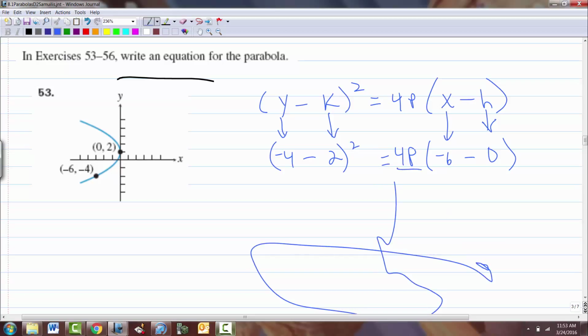You find P, then you plug it back in, and then you plug K and H back in, and you find P. But you leave these because you know what these represent? All of these. So you can't put numbers in for those, because you need those Y's and X's to create all those other points. All right, keep watching.